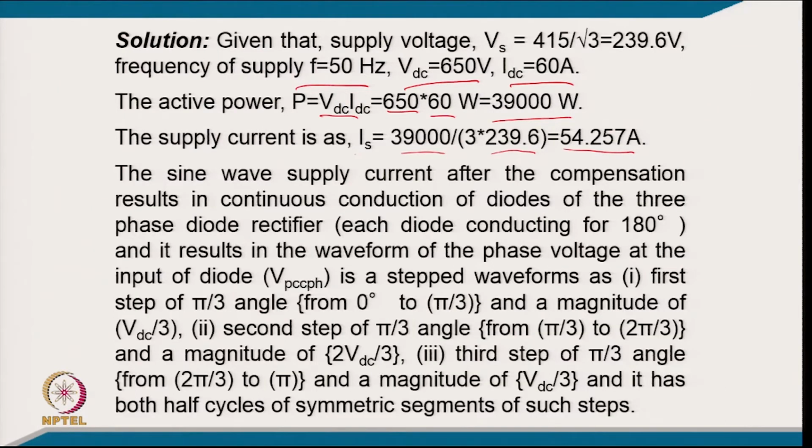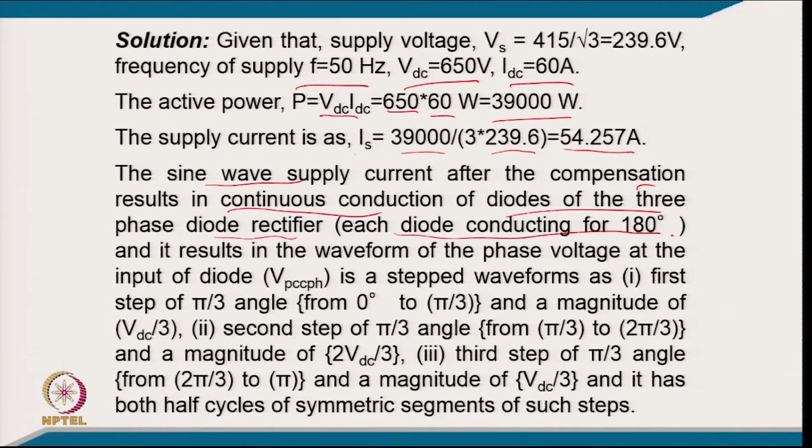So, this RMS current, which is active current only at unity power factor, comes to 54.257 ampere. Now, coming to calculate the voltage of series injection, the sine wave supply current after the compensation results in a continuous conduction of the diodes of the three-phase diode rectifier, which is a part of the load.